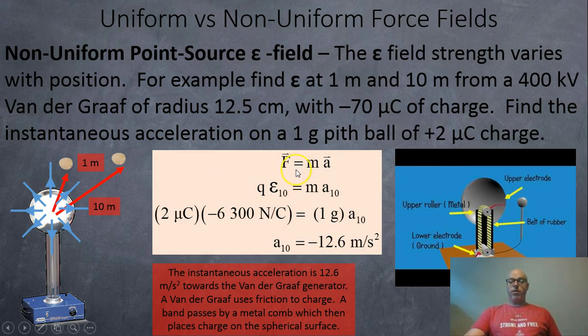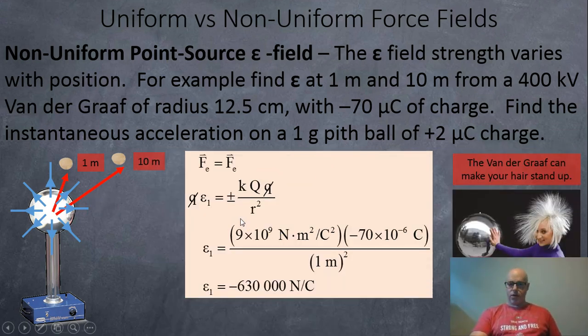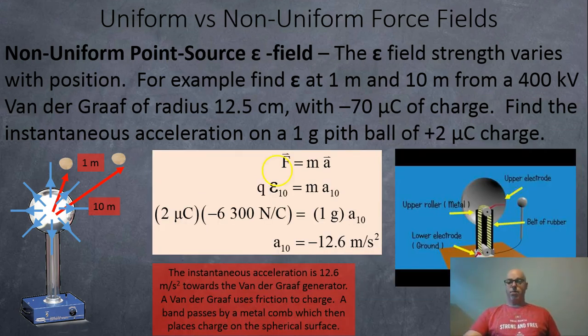Alright, so now you want to find the acceleration at that location. You can do F equals ma, qE equals ma. I guess we missed calculating at 10. So to find the strength at 10 meters, it's just a 1 over r squared relationship. If at 1 meter we're getting 630,000, at 10 meters, 1 over 10 squared, 1/100th of that, would drop the field strength to 6,300 newtons per coulomb. And so we get an acceleration of 12.6 meters per second squared on the pith ball.